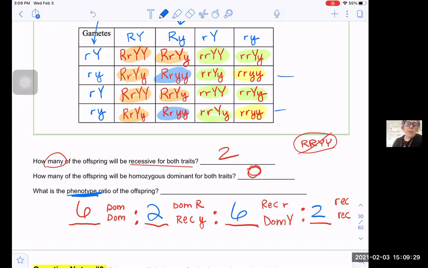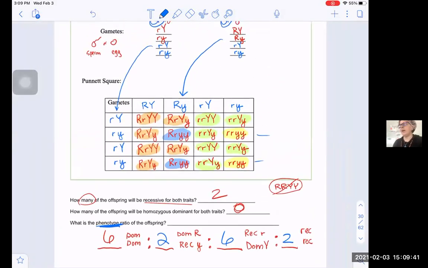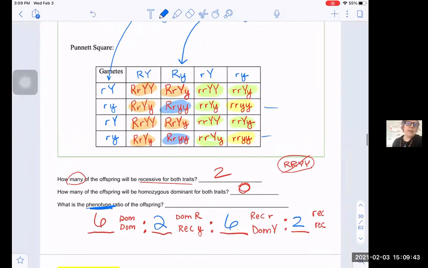So I'm hoping that that helped you with yesterday's homework and with yesterday's lesson. If you are still struggling with how to set these up, with how to find the gametes, at the end of class today, we'll have some time for you to ask questions about that.